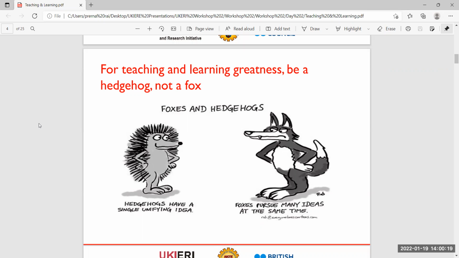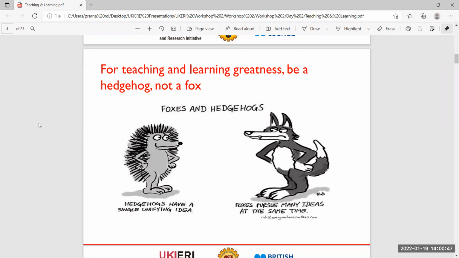He tries to hide himself, and whenever the fox comes with one idea and tries to attack, the hedgehog just turns into a spiky ball and rolls away. And the fox, again, comes tomorrow with another idea. Again, the hedgehog does the same thing. Again, the fox comes with another idea on the second day. Like that, the fox is always coming with multiple ideas, but the hedgehog is always defending.